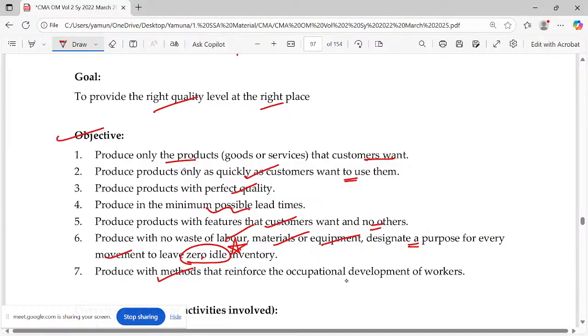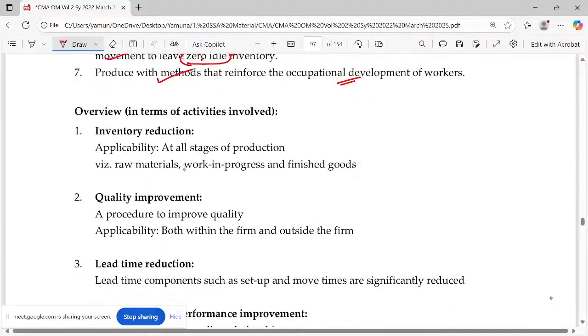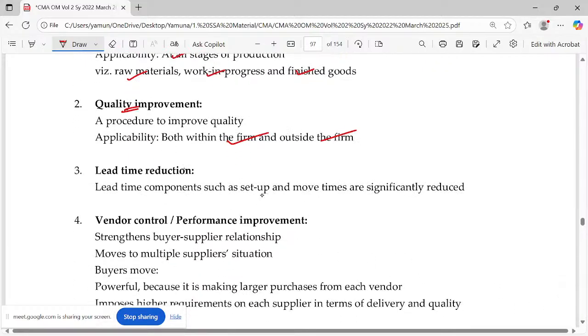And produce with methods that reinforce occupational development. So ultimately, this is an overview of the features. Inventory has to be reduced at all stages of production, whether it's raw material, work in progress or finished goods. Reduce the inventory. Then improve the quality within the front and outside. You reduce the lead time, that is the time needed for setup and movements. Vendor control. See, we were talking about the die change, because it was taking some 3 months for die change, I remember. Then vendor control and performance improvement will obviously help to improve our relationship.